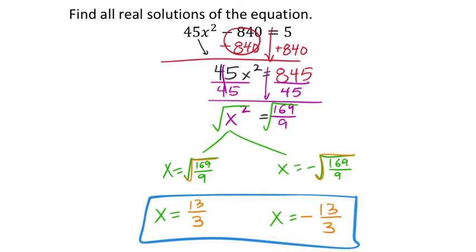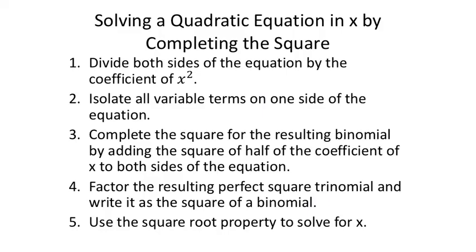Both of these work. So all of this is actually meant to get us to completing the square so that we can start solving some of these equations. Solving a quadratic equation in x by completing the square. So you got to divide both sides of the equation by the coefficient of x squared. Yeah, because we really just want it to be 1x squared. We don't want a coefficient with x squared.